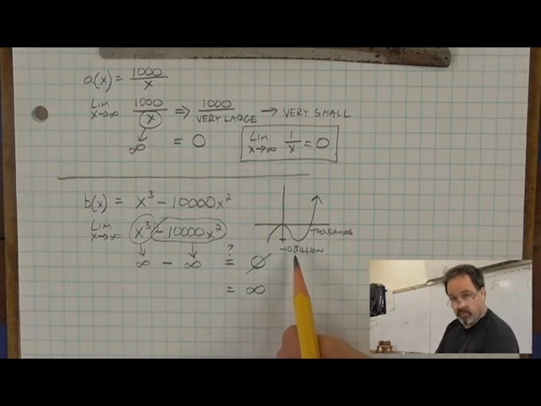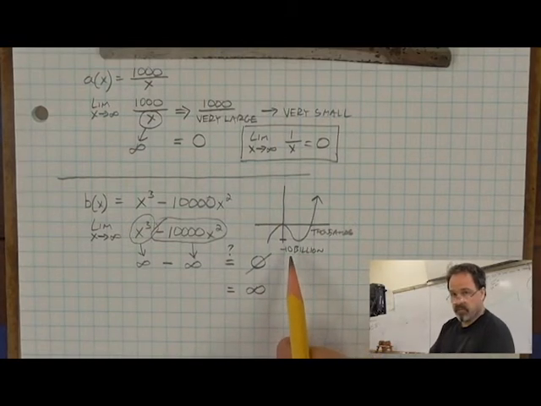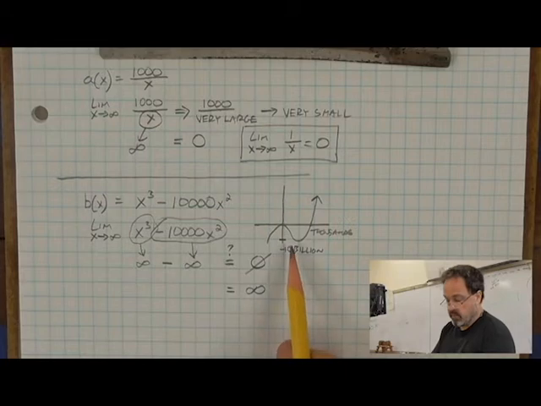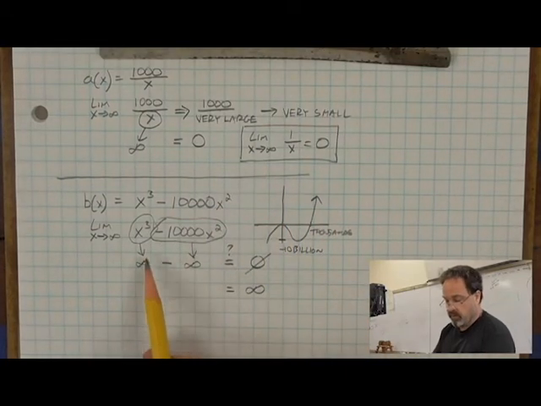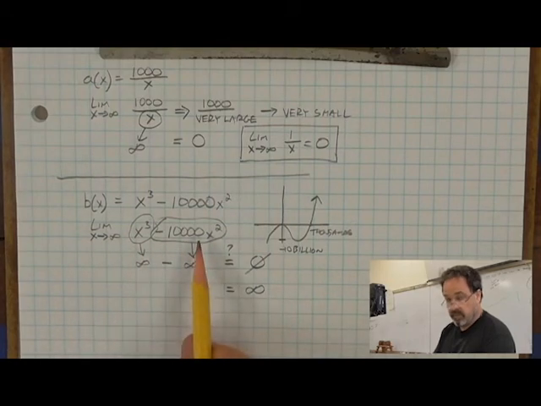Okay, a graph is a great visualization, but it's not formal justification. So if we didn't have the graph, how could we understand from this situation, the limit statement, that the limit is going to be infinity?